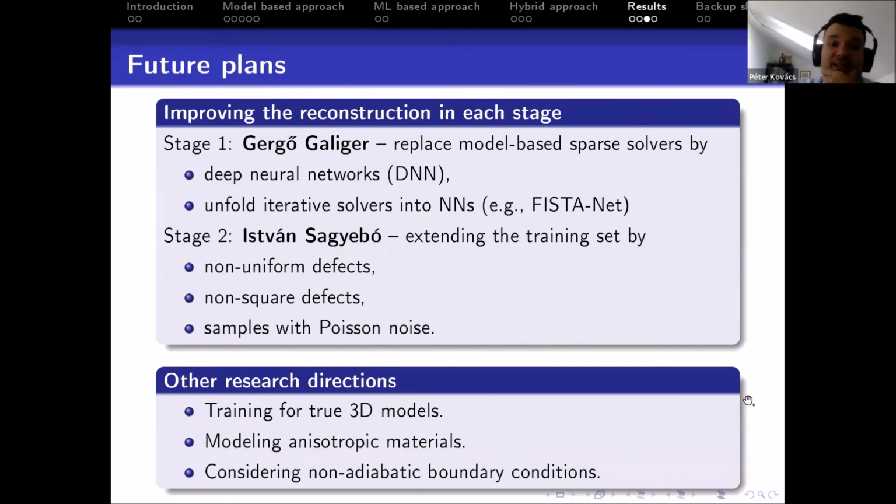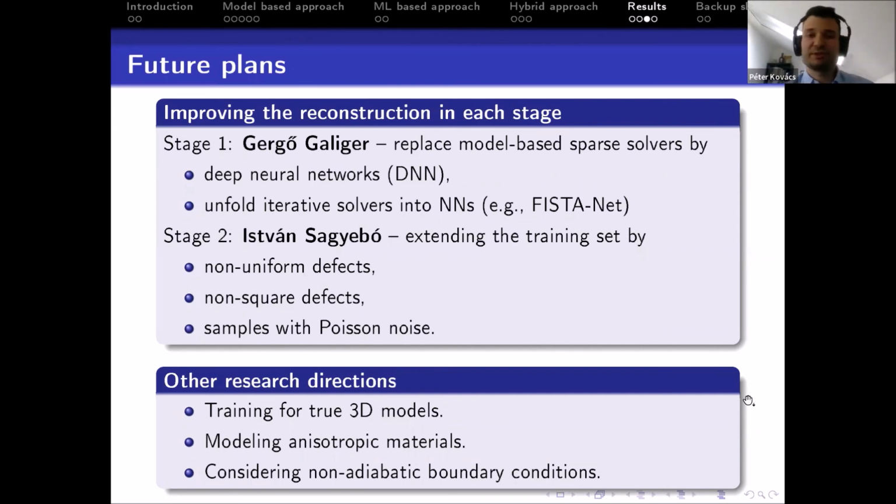Okay, and before I conclude the talk, let me give some ideas about our future plans. I have two master students who are working on each stage of the algorithm. In the first stage, Gergő Gallagher is working on applying deep neural networks. So instead of applying model-based approaches in the first stage, we can utilize deep neural networks to improve the reconstruction there. And he's also working on unfolding iterative solvers.